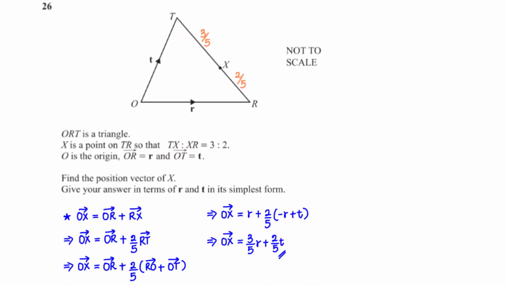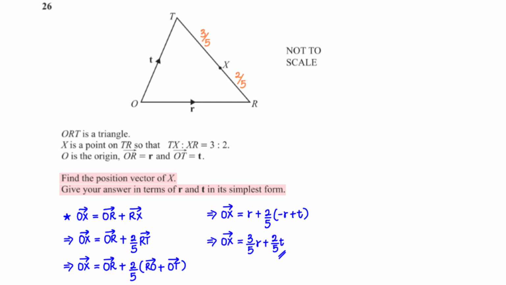ORT is a triangle. X is a point on TR so that TX is to XR equals 3 is to 2. O is the origin. OR is R and OT is T. Find the position vector of X. Give your answer in terms of R and T in its simplest form.